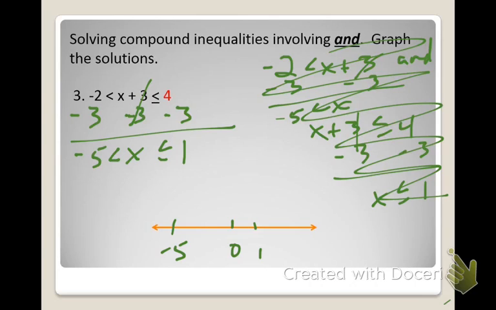Okay? Are we going to include negative 5? No. So open circle, negative 5. Open or closed over 1? Yep. And then we want all real numbers between negative 5 and 1. And so our graph would look like that. Okay? Any major questions or issues there?